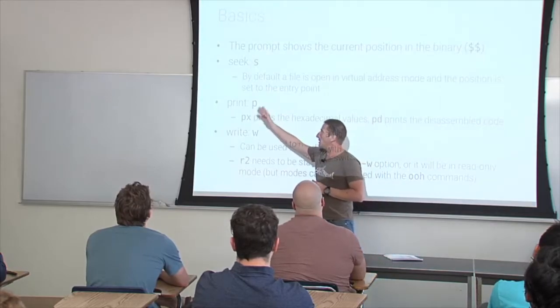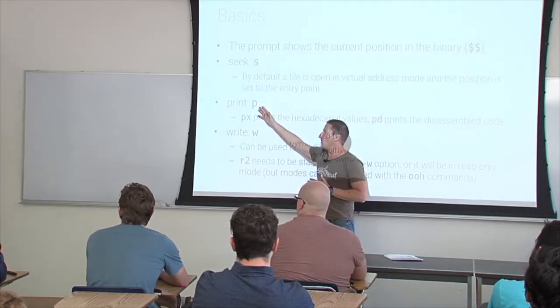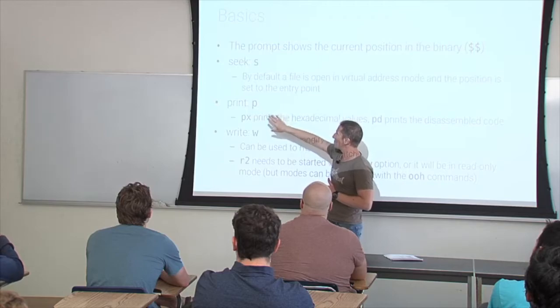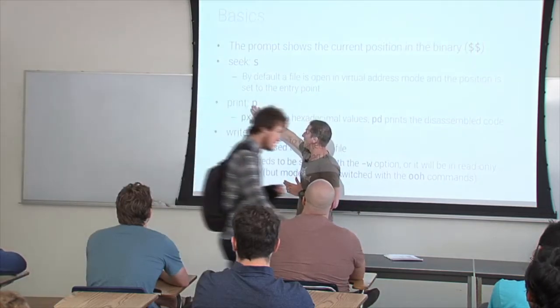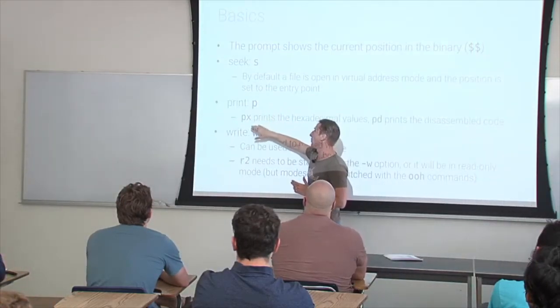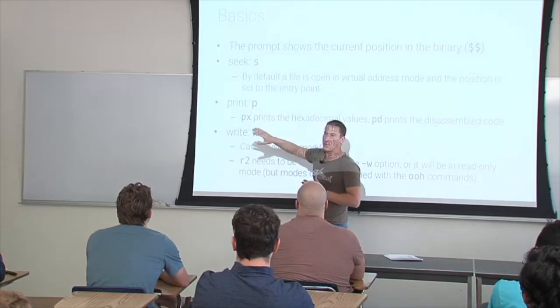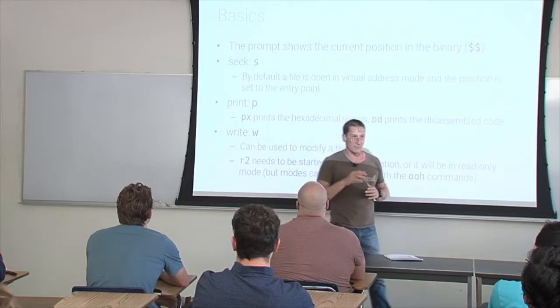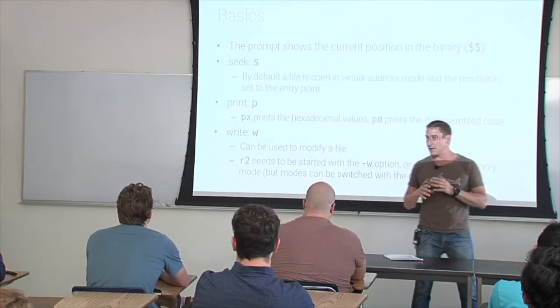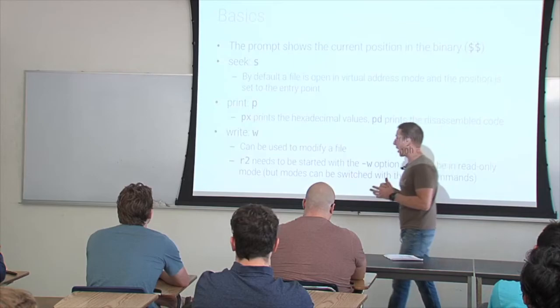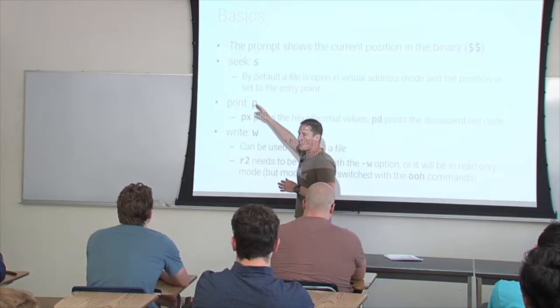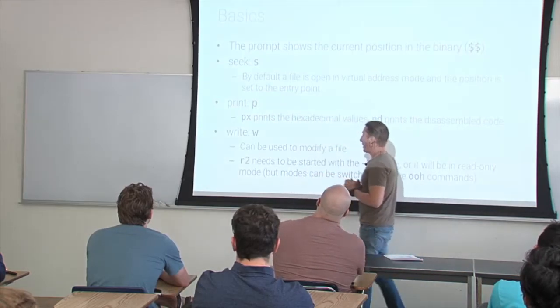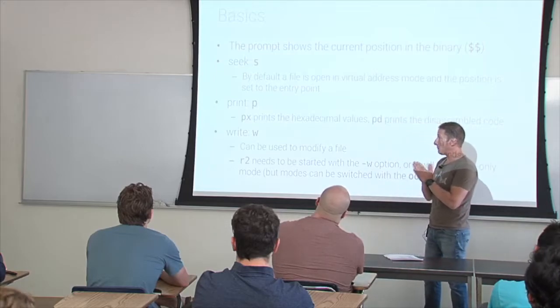P prints stuff. There are many variations. Radare works by having a basic command and then other descriptions. For example, PDF will print the disassembly of a function. So this sometimes makes the commands difficult to remember because there are so many options. But you can put PH or P question mark, and you will see the documentation of the possibilities that you have.